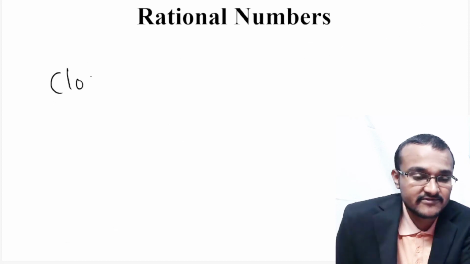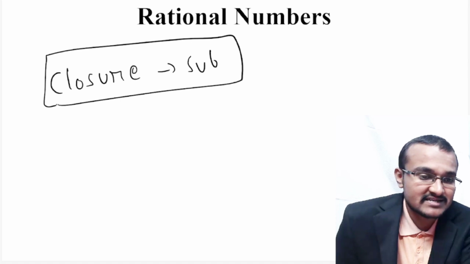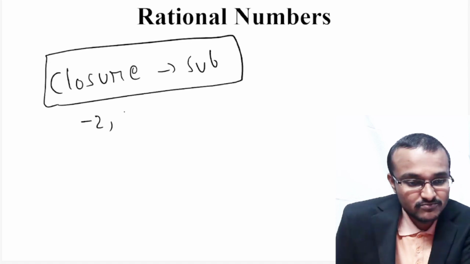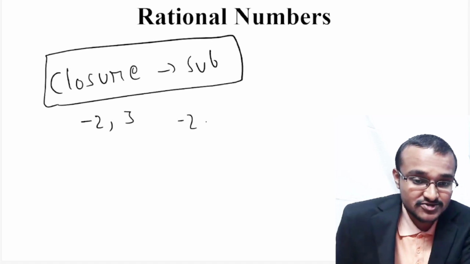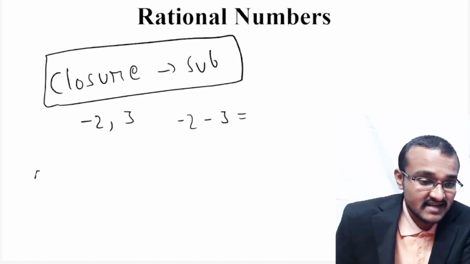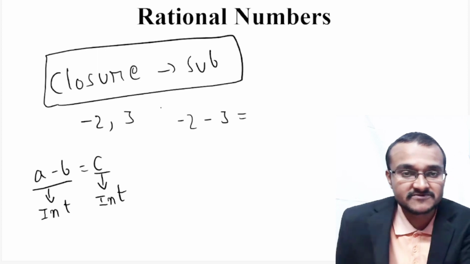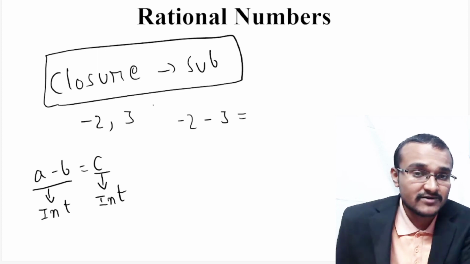Similarly, if you take closure property under subtraction, then I'll take the same example, minus 2 and 3. So minus 2 minus 3 should give you an integer itself. That is, a minus b is equal to c. If a and b are integers, then after doing subtraction, the answer which you get should also be an integer. Then only closure property of subtraction will be obeyed for integers.